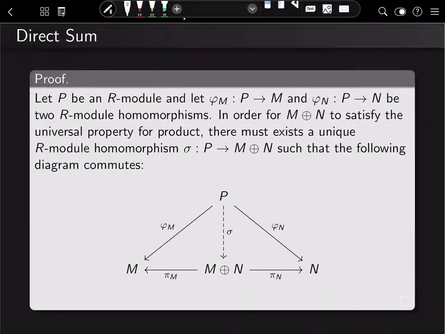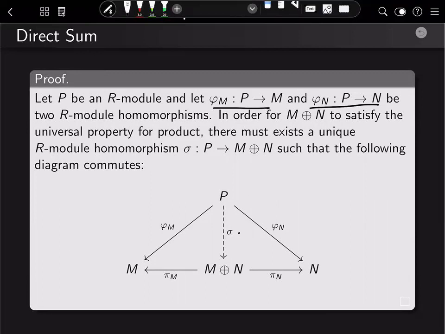We're going to let P be an R module, and we're going to define two R module homomorphisms, phi sub M and phi sub N, that map P into M and P into N. In order for the direct sum to satisfy the universal property, there must exist a unique R module homomorphism sigma that maps P into our direct sum, such that the following diagram commutes.